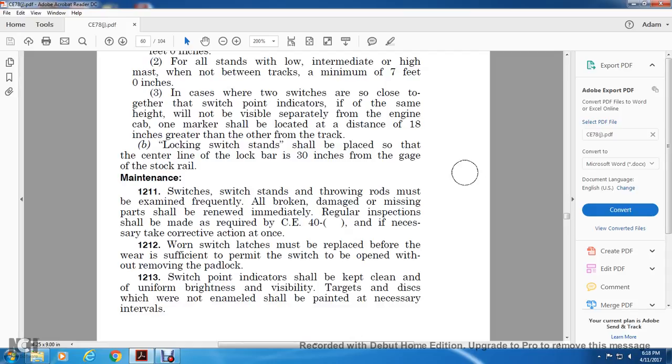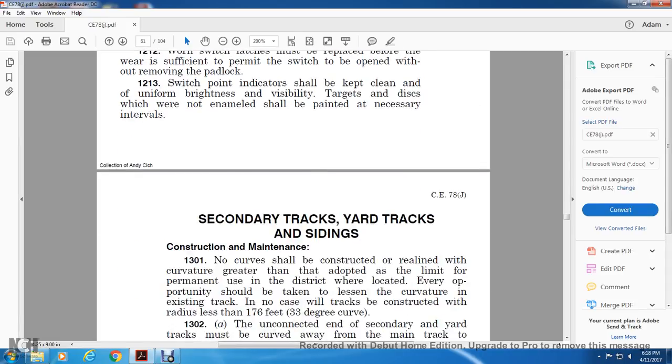Maintenance. Switch and switch stands throwing rods must be examined frequently. All broken, damaged, missing parts shall be renewed immediately. Regular inspection should be made as required, and it is necessary to take corrective action at once. Worn switch latches must be replaced before the wear is sufficient to permit the switch to be opened without removing the padlock. Switch point indicators shall be kept clean. Uniform brightness and visibility of target discs which are not adequate shall be replaced as necessary.